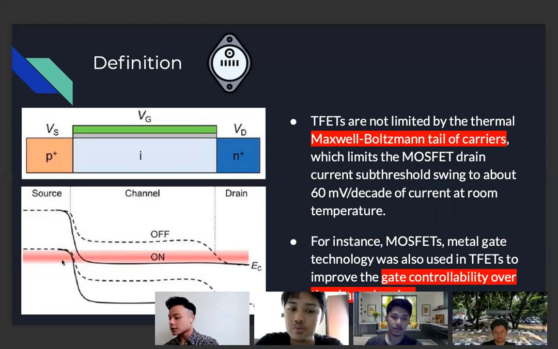We can see here, starting from the source, channel, and drain, and the elaboration on how the energy or band gap decreases and so on will be developed throughout this presentation. Next.